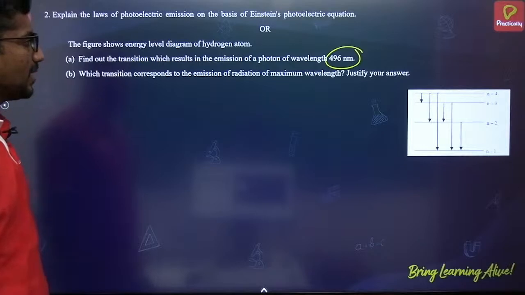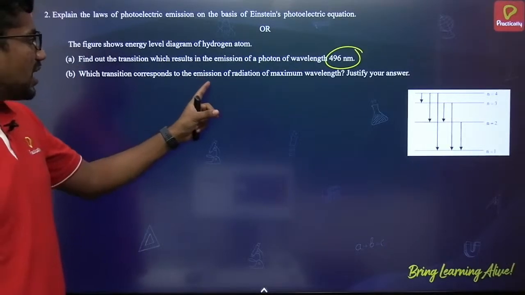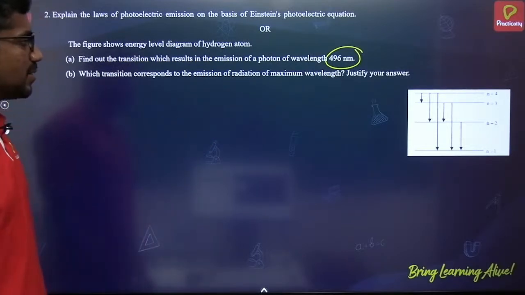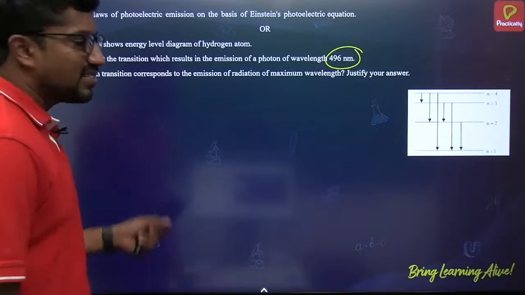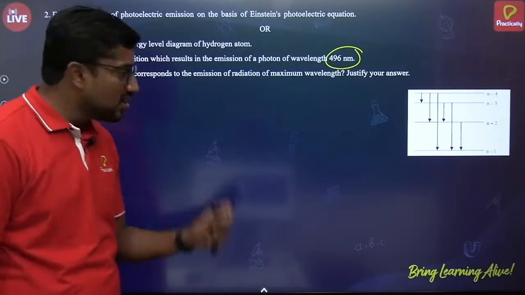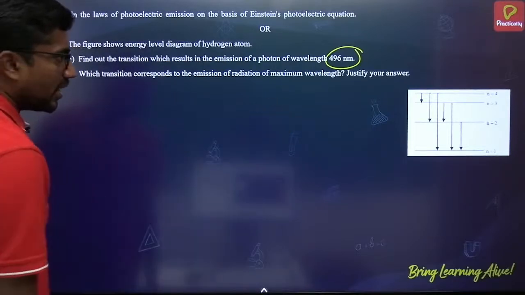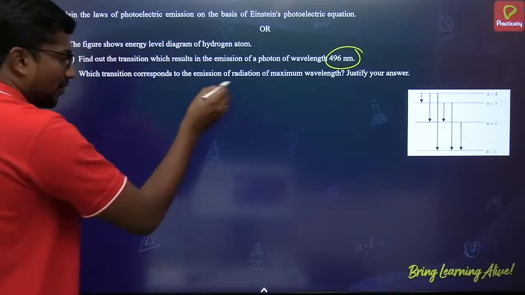Which transition corresponds to the emission of the radiation of maximum wavelength? Justify your answer. So see here, it's a very simple one. We will use the energy transition mechanism to solve this question. So now, for the hydrogen energy levels, with respect to this photon wavelength, I am calculating first.